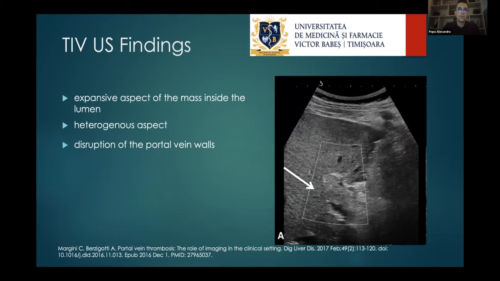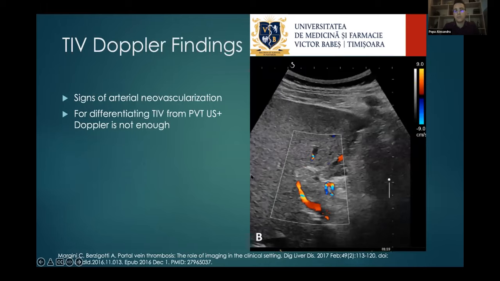So what do we see in the standard ultrasound? We see an expansive aspect of the mass inside the lumen. Also, the aspect is heterogeneous. And as you see here, we can see a disruption of the portal vein walls.